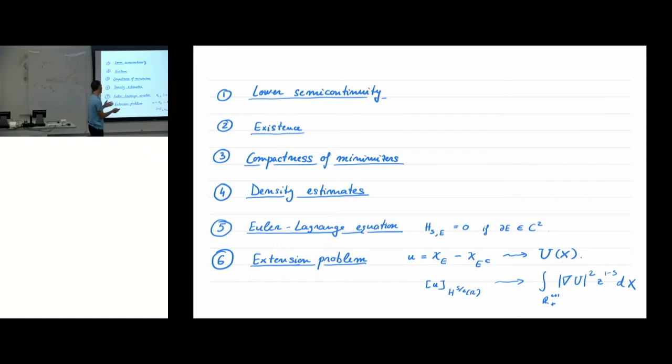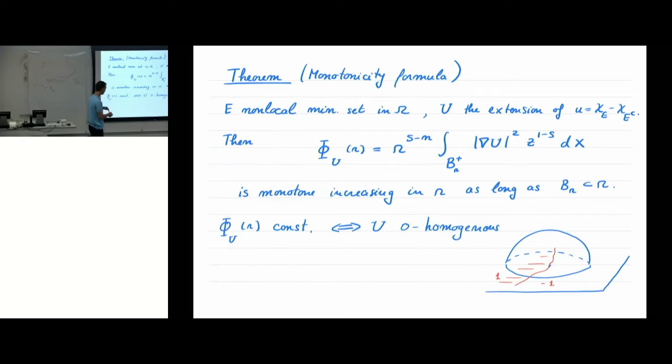Okay, so why do we care about the extension? I only briefly mentioned it last time, but this is a crucial ingredient in the theory, the monotonicity formula. The monotonicity formula tells you that a certain quantity is monotone in R.